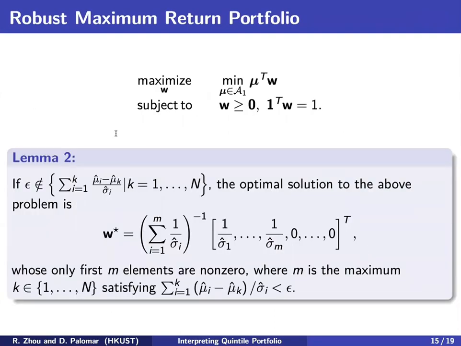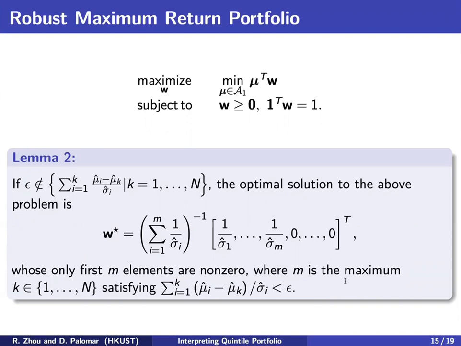Again, we can write the robust maximal return portfolio problem. We maximize the worst-case return under the new uncertainty set. And we have also proved in the paper that the optimal solution to the above problem is like this. The first m elements are non-zero, but their weights are inversely proportional to their standard deviation. And the number of these active assets is decided by the estimation error.